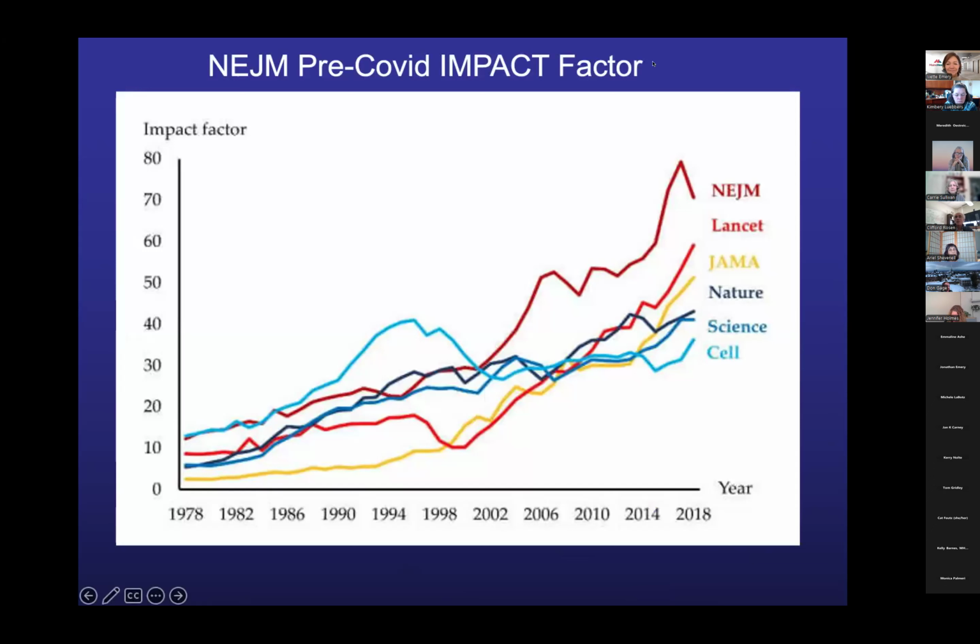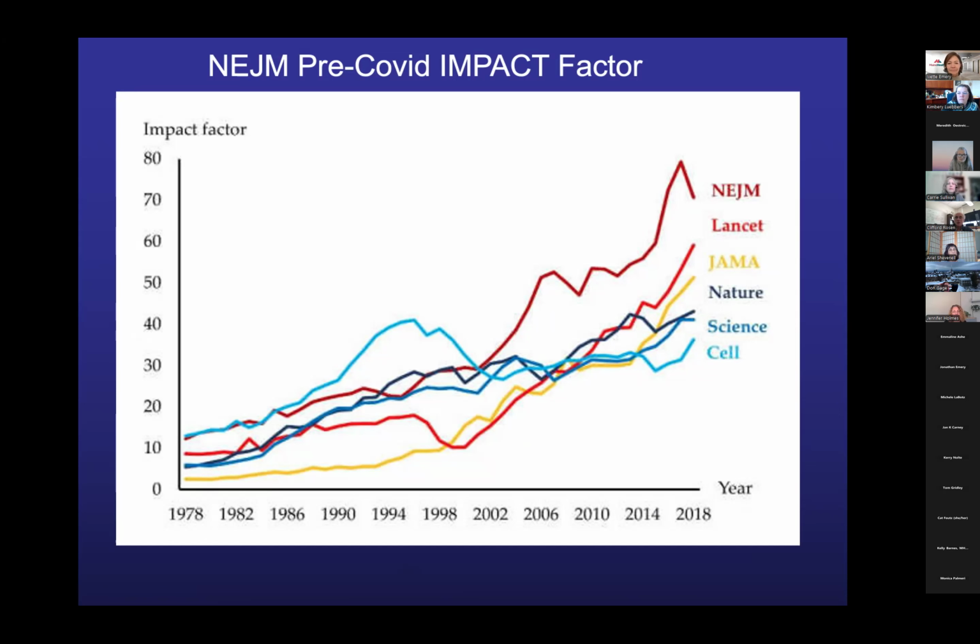So this is just the impact factor for New England Journal over time. And you can see that in this red at the top was the highest citation publication of the original group of journals that have relatively high impact factor.